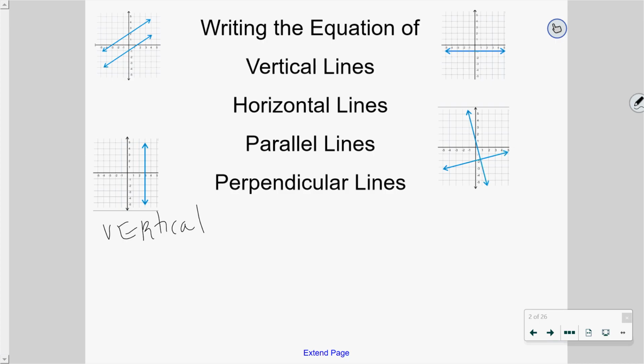Kaylin, what axis does that go through? X-axis or Y-axis? X-axis. Vertical lines are extremely easy. The equation is always x equals some number. Always, always, always. And the way I want you to remember that is it passes through the x-axis, right?